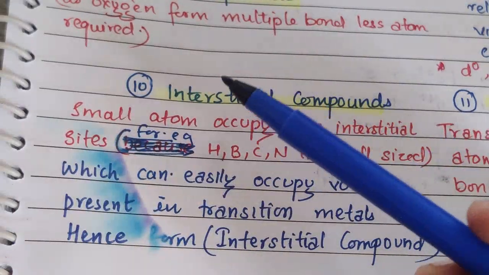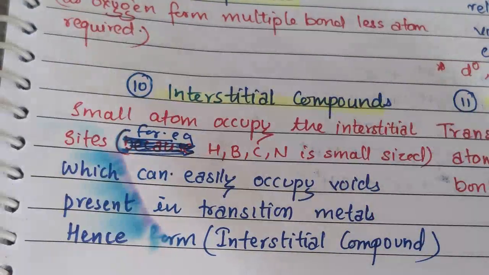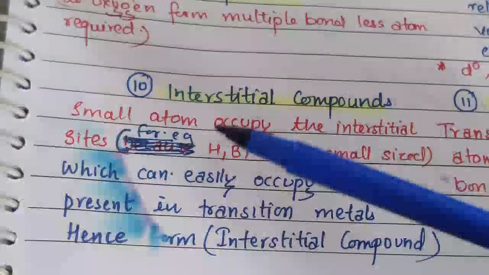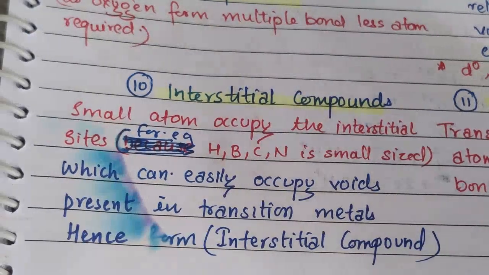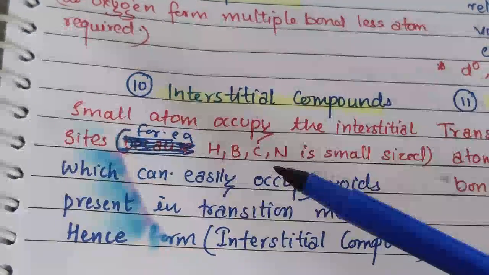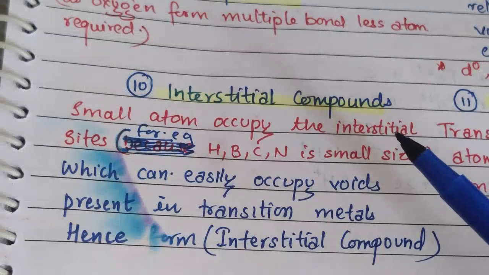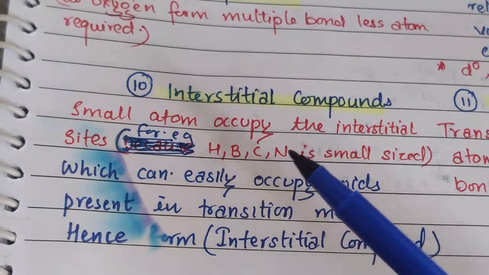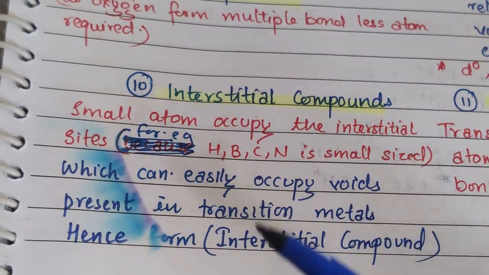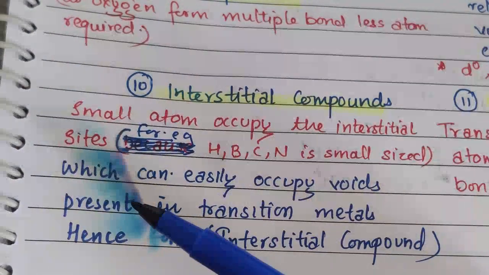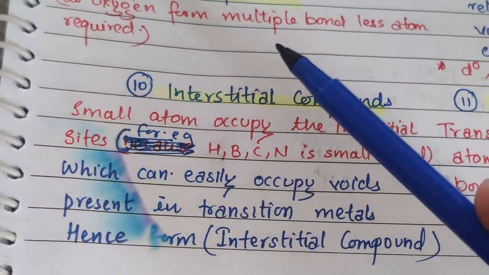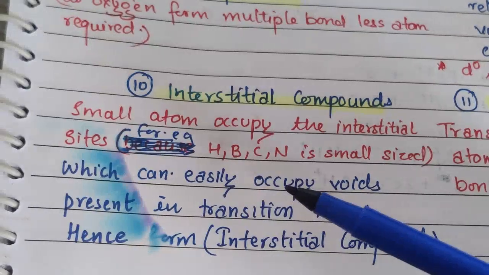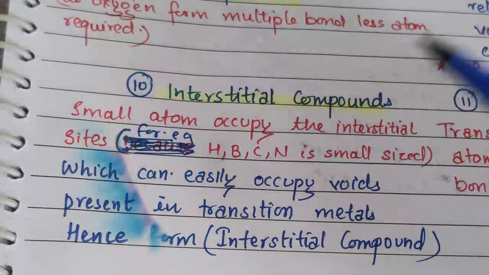Next important question: why do transition elements easily form interstitial compounds? Because transition elements contain voids, spaces between the atoms in which smaller atoms can easily occupy. Those interstitial sites are easily occupied by small-sized atoms like hydrogen, boron, and carbon, and hence they can form interstitial compounds. So there is an interstitial space present in transition elements, which is occupied by the smaller element, hence they can easily form interstitial compounds.